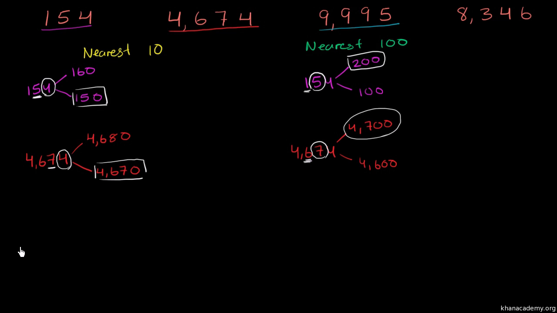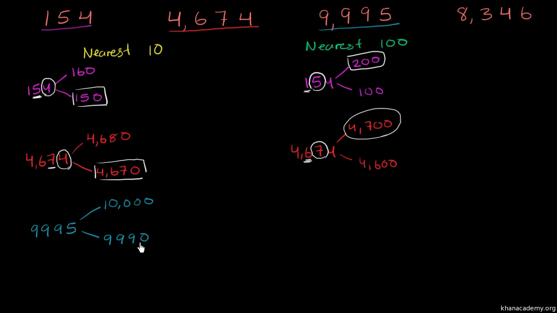Now let's tackle 9,995. And once again, always try to pause these if you haven't done so already to try to do this on your own. So 9,995. What is the multiple of 10 below this? Well, the multiple of 10 below this is 9,990. And what's the multiple of 10 above this? Well, if you increase this by 10, you actually get to 10,000.